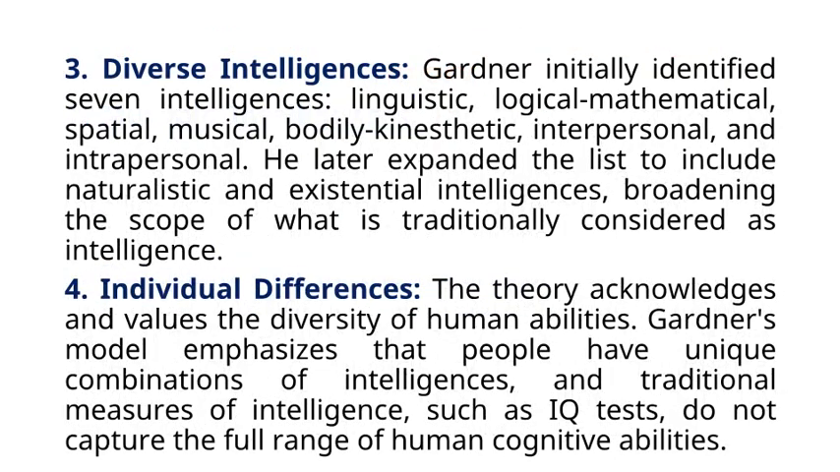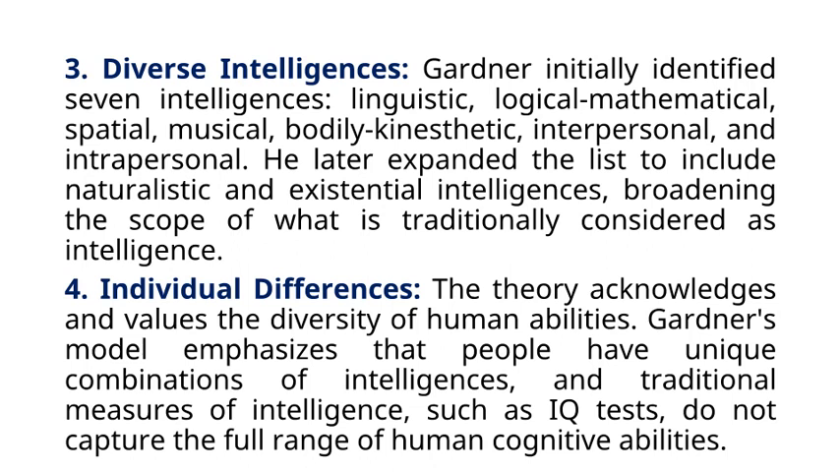3. Diverse intelligences. Gardner initially identified 7 intelligences: linguistic, logical mathematical, spatial, musical, bodily kinesthetic, interpersonal, and intrapersonal. He later expanded the list to include naturalistic and existential intelligences, broadening the scope of what is traditionally considered as intelligence. 4. Individual differences. The theory acknowledges and values the diversity of human abilities.